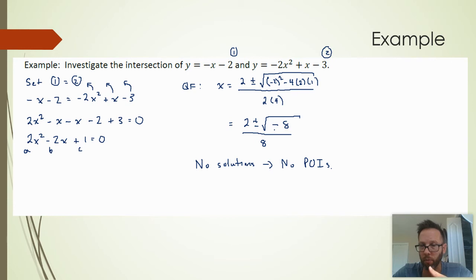This is good though. There weren't any points of intersection and the quadratic formula broke down. So we're actually happy about that. Everything is consistent. All right.